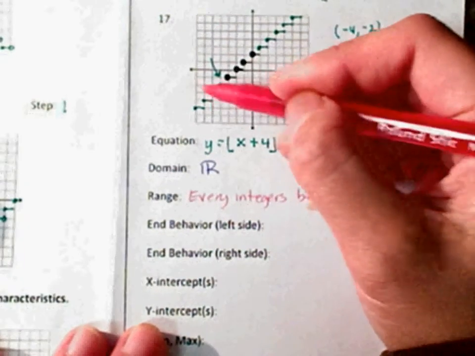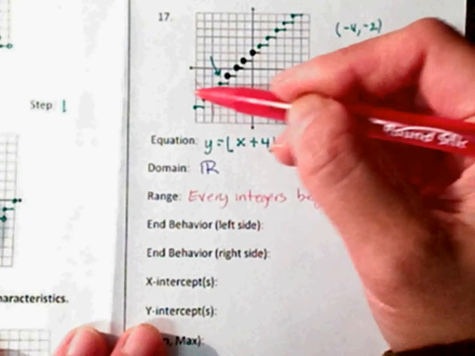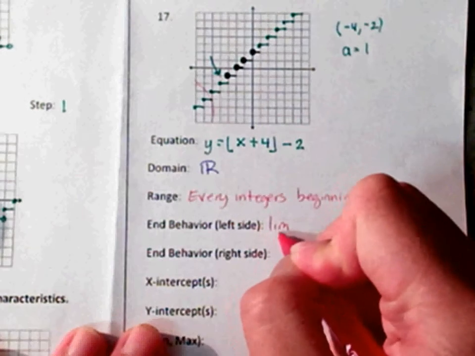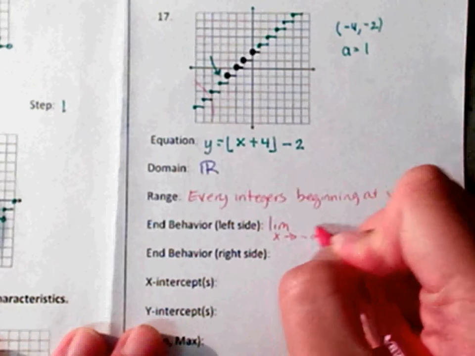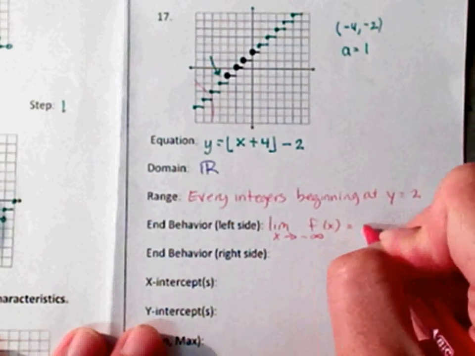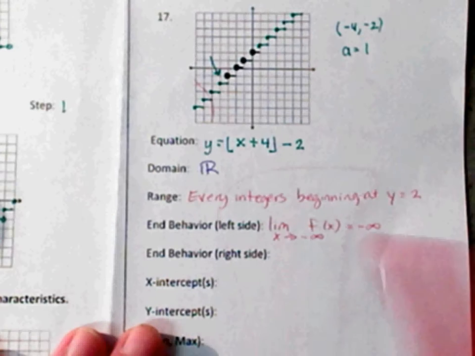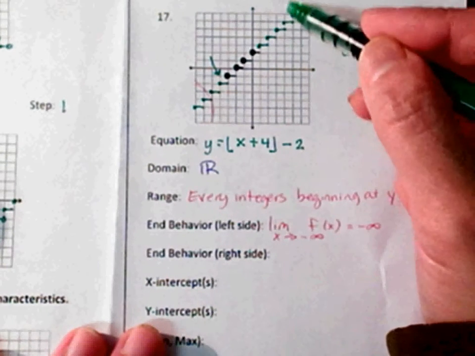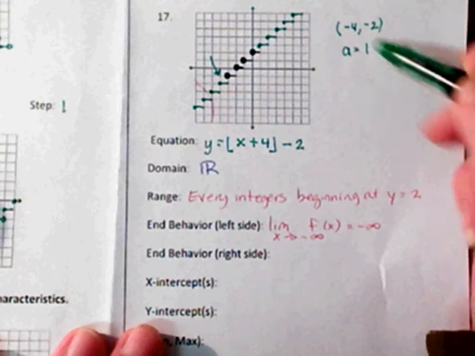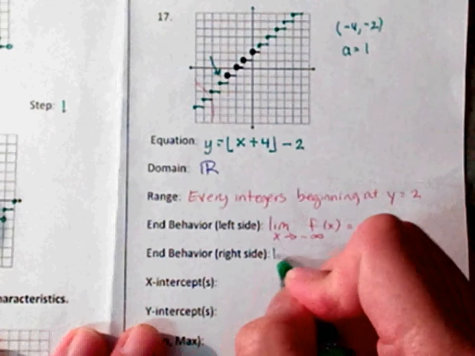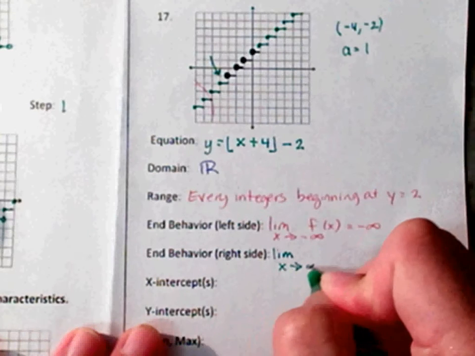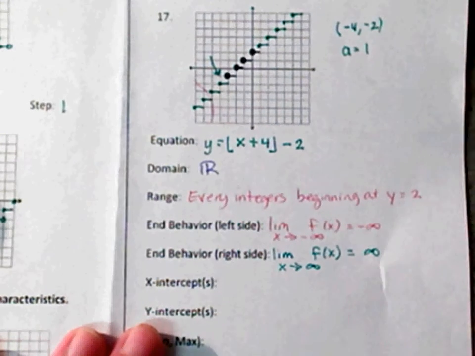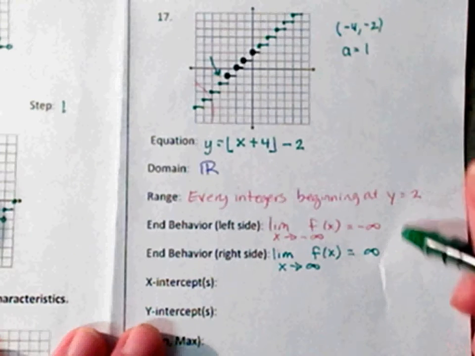Left end behavior. As you are approaching negative infinity, you're heading south. So, your limit, as x is approaching negative infinity, you're heading in the negative direction. That's this side over here. As you're heading positive, you're also going up. So the limit, as x is approaching positive infinity, your y is also approaching positive infinity. Notice it is always switched.